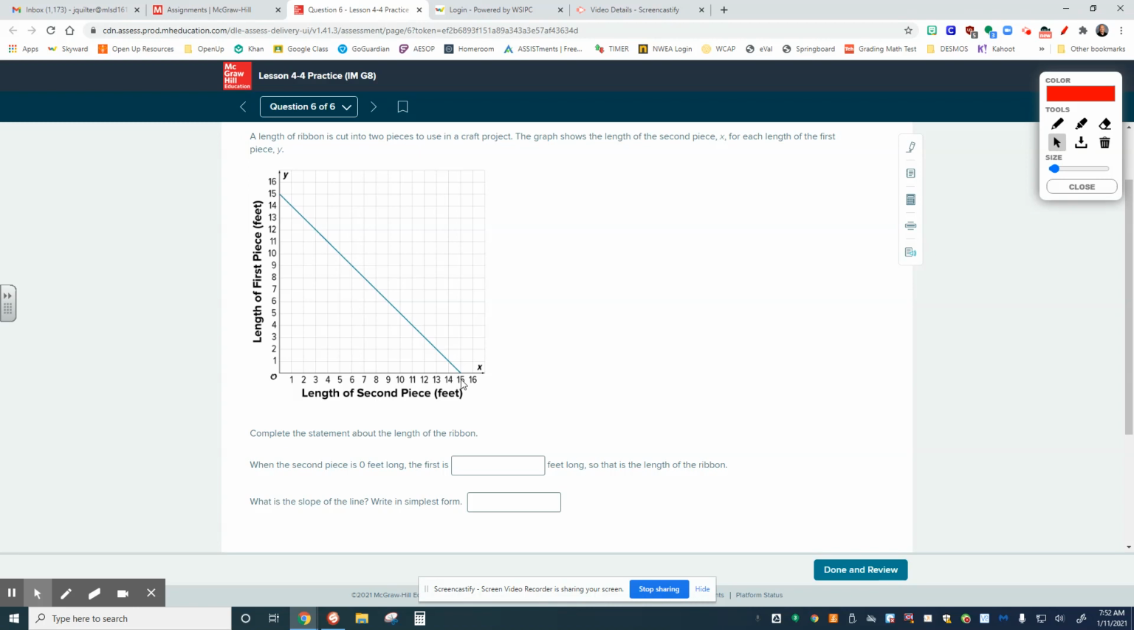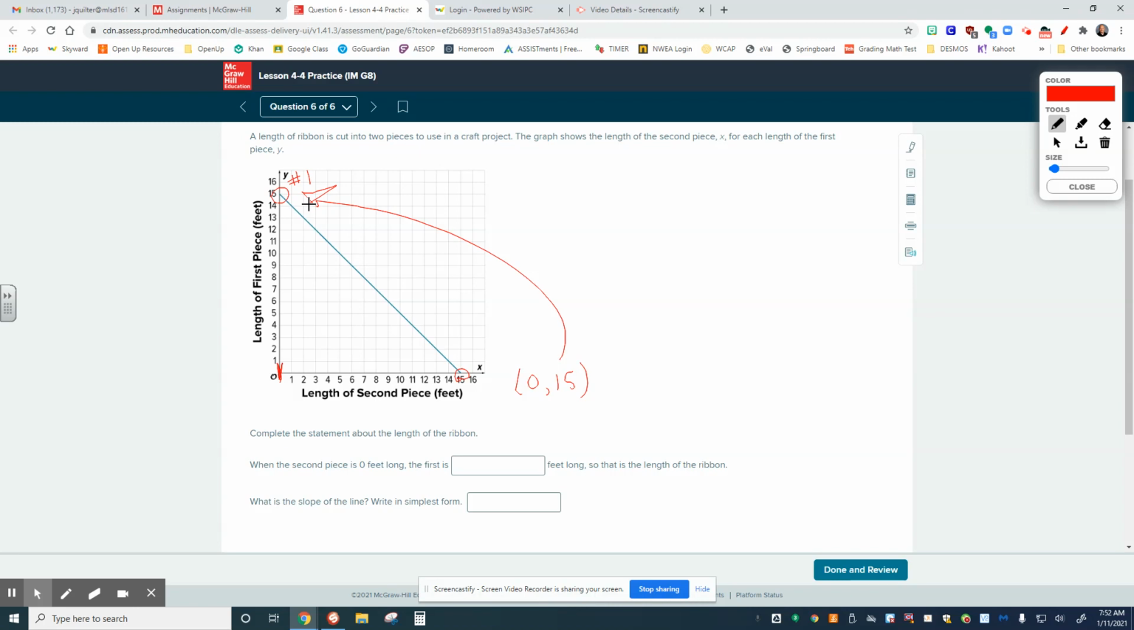Complete the statement. When the second piece is 0 feet long, okay, the second piece is 0 feet long. Remember, second is x. So when the second piece is 0 feet long, where do we see the 0? That's right here. Okay, how long is the first piece? Well, then I come up to here. This is piece number 1. Any other piece after this, we could work our way off of here. (0, 15) is that ordered pair.